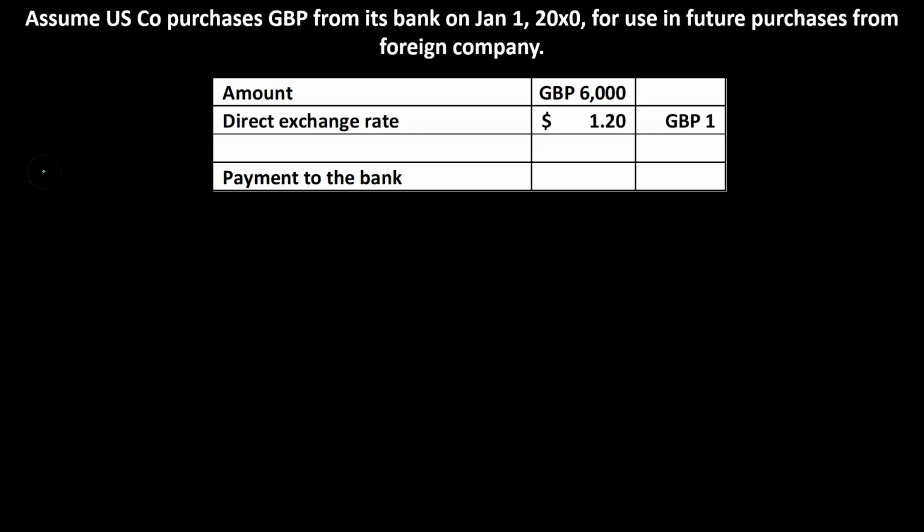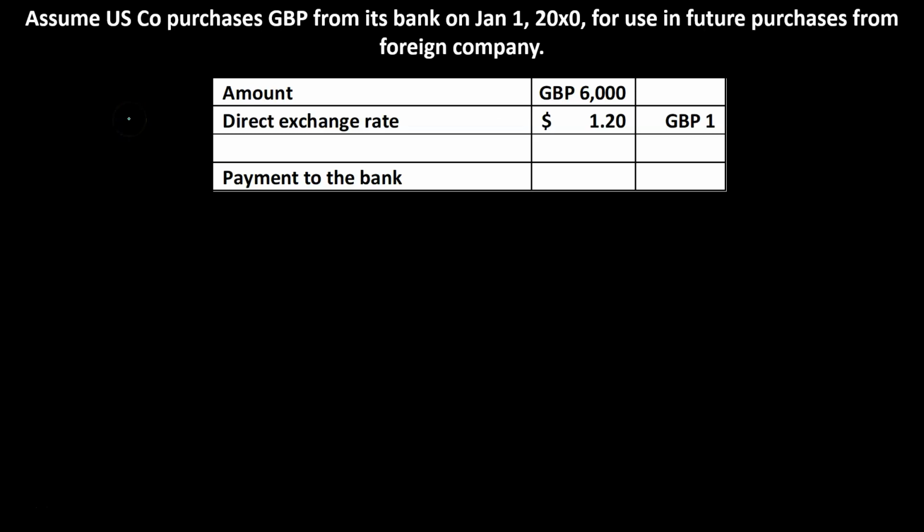So here's a quick example, and again, the best way to really get this is to run through examples. We'll have many example problems in Excel and in OneNote presentation examples, but I recommend running through those. Assume a U.S. company purchases pounds from its bank on January 1st, 2000 for use in future purchases from a foreign company. The amount that we're going to get is 6,000 pounds. The foreign currency units are pounds. The direct exchange rate is $1.20 for each pound.